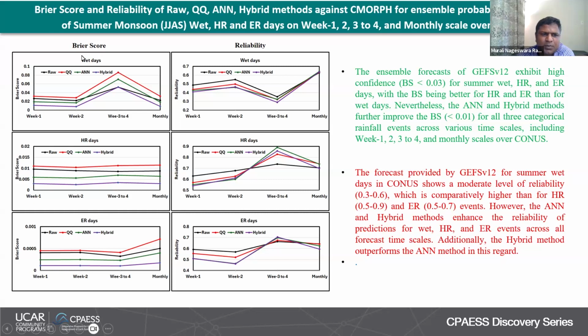The first top one is the wet days case, the middle one is the heavy rainfall events, and the bottom one is the extremely heavy rainfall event case. In all the cases, the Brier score and reliability for the hybrid method are on the lower side, which means the hybrid method outperformed the ANN and Quantile-Mapping methods for the ensemble probabilistic skill scores of wet days, heavy rainfall events, and extremely heavy rainfall events.